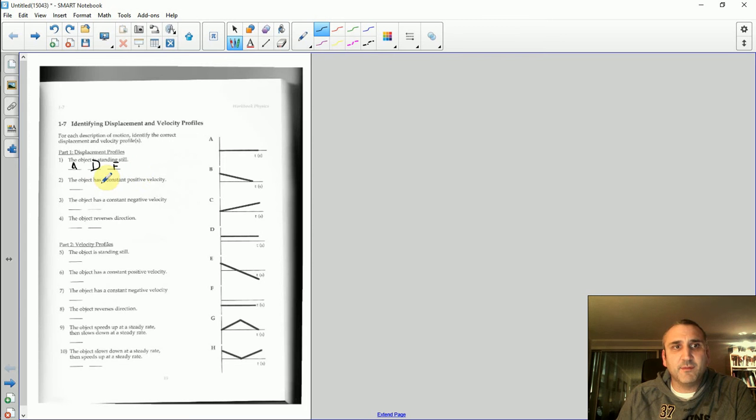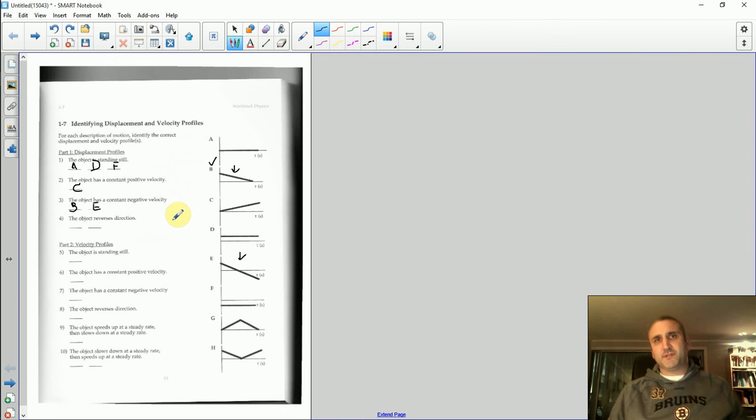2, the object has a constant positive velocity. So that would be a positive slope because, again, the slope gives us velocity. So that's only going to be letter C. 3, the object has a constant negative velocity. There are actually 2. We're looking for a negative slope. So letter B has a negative slope. See it there. And also letter E has a negative slope.